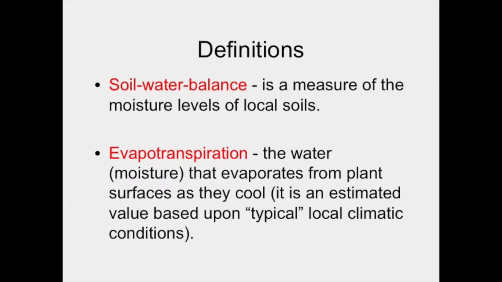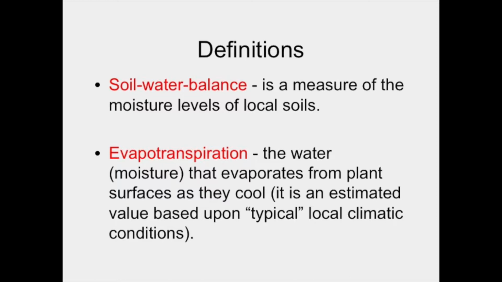Let's take a closer look at some of these definitions. The soil-water balance in this case is a measure of the moisture levels of local soils. There are mathematical concepts and components that we assign to this particular understanding. Researchers, in a sense, will measure the precipitation that is inputted into a local biome.